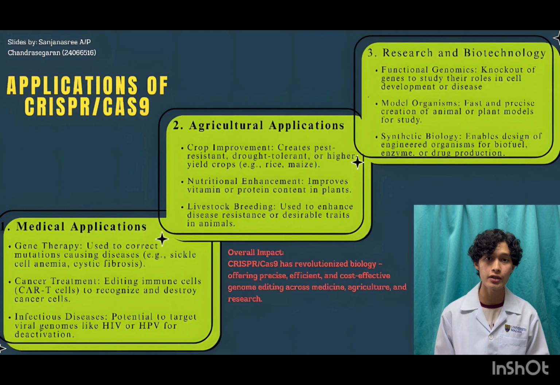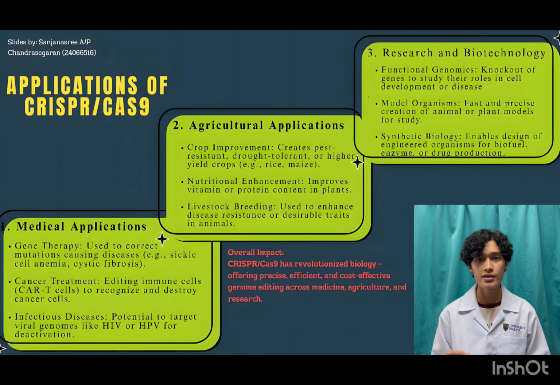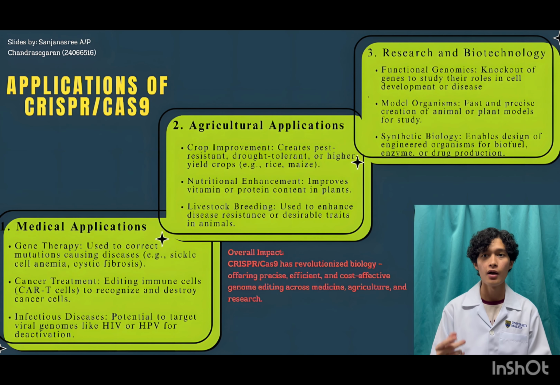And then in agriculture, we can use CRISPR to target specific genes that are associated with desirable traits that we want, like disease resistance, pest resistance, and drought tolerance. And this can overall improve crop quality.